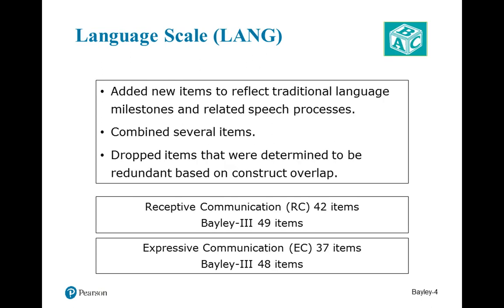On the language scale, we added new items to reflect traditional language milestones and related speech, such as 50% or 75% intelligibility of a child's speech and things like that. We combined several items, and again, dropped the items that were redundant or construct overlap. This one we saw 42 items now remaining, down from 49. And 37 items on the expressive communication, down from 48.